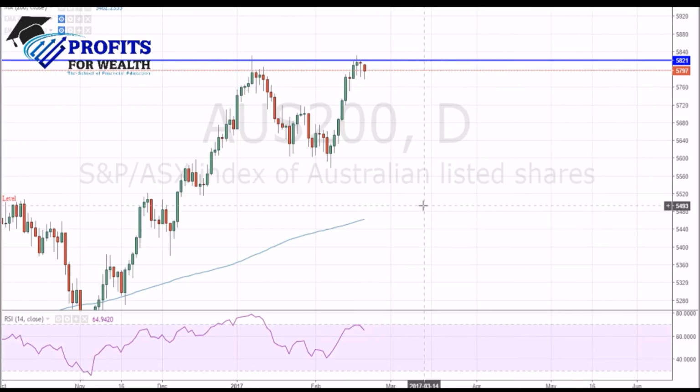So guys, this is another index and another security that I'm keeping a close eye on. These are three major markets that I'm keeping a close eye on: FTSE 100, Euro versus GBP, and Australian 200.